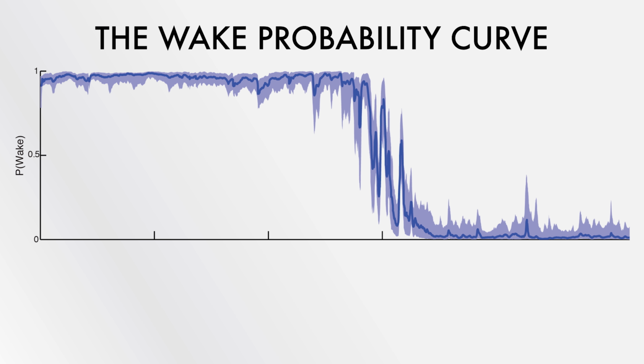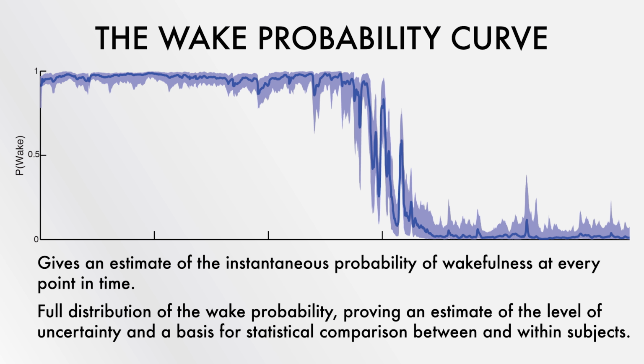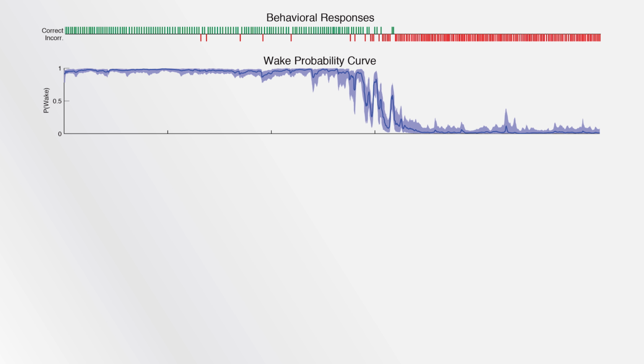The wake probability curve gives an estimate of the instantaneous probability of wakefulness at every point in time. At each point in time, we therefore have a full distribution of the wake probability, which provides an estimate of the level of uncertainty that we have at each time, as well as a basis for statistical comparison between and within subjects. So how well does this wake probability model work at characterizing the transition from wake to sleep?